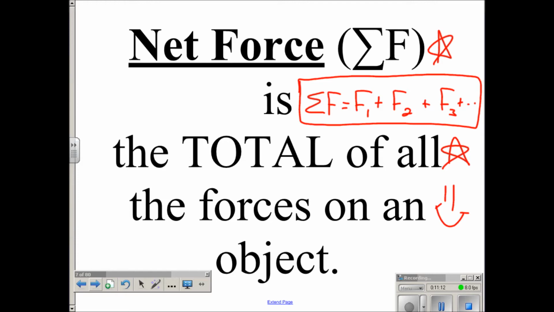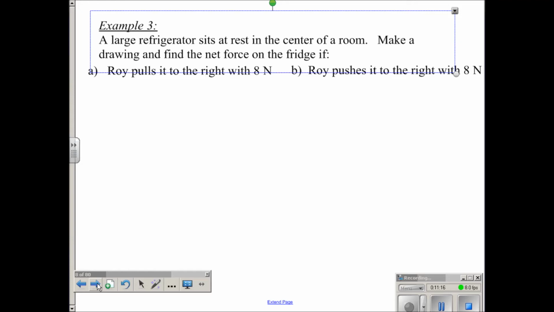Here we go. So what we're going to do now is a few examples. What I'm going to do is give you some different scenarios of different types of objects, and we are going to make a drawing and find the net force. So in example 3, a large refrigerator sits at rest in the center of a room. Make a drawing and find the net force on the fridge if A is Roy pulling it to the right.